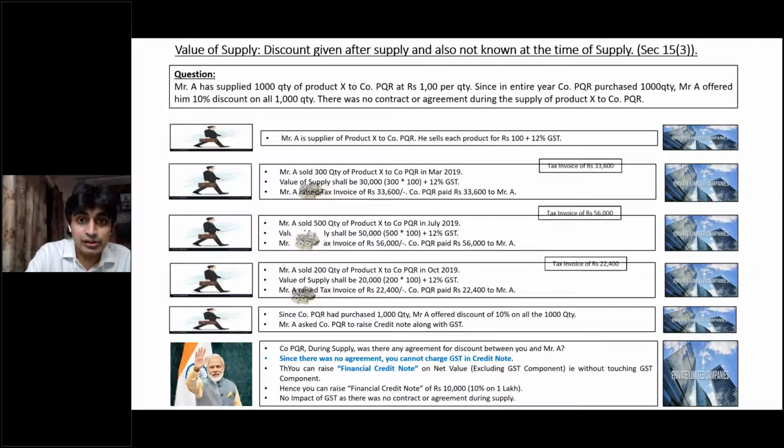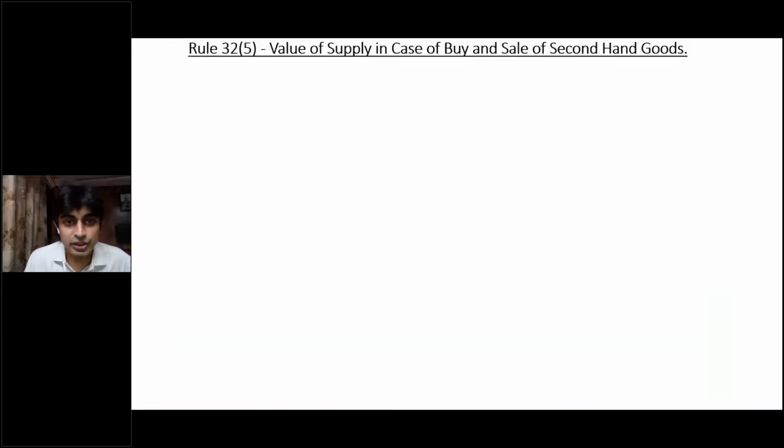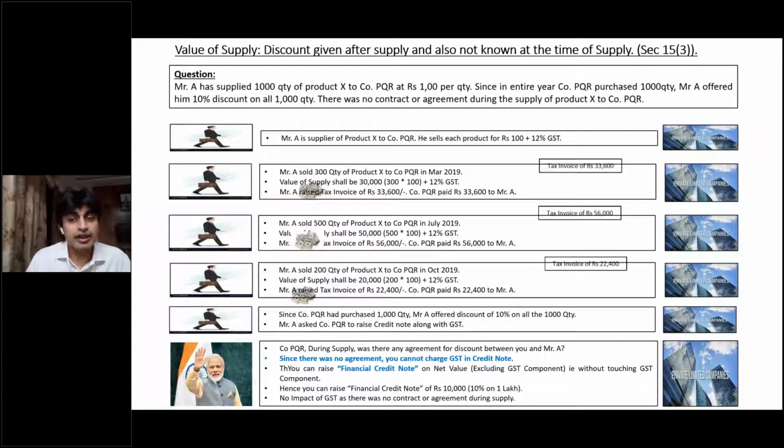Okay, in the previous example, where the discount was known at the time of supply, you were required to raise a separate credit note for each invoice. And what was the problem there? For March 19, the maximum you can do is till September 19, not after that. After that it will be waste. You cannot give impact of GST. Clear? So these are my three natures of discount. This was Section 15 subsection 3.